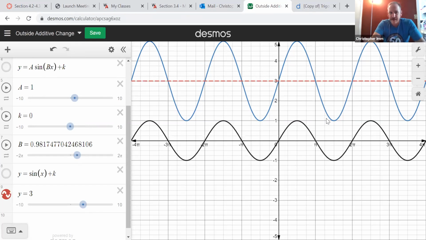If you get an early start on the second one, we're sort of talking about what happens with the outside changes. So we can see that the multiplier is going to affect the amplitude, the high to low point. It's also going to affect the range. So we're really going to be in that project looking at the range.